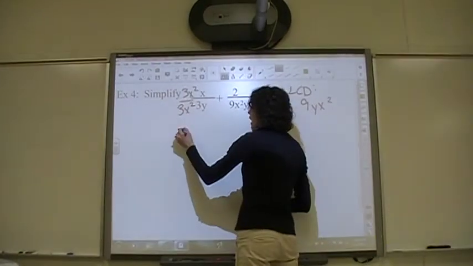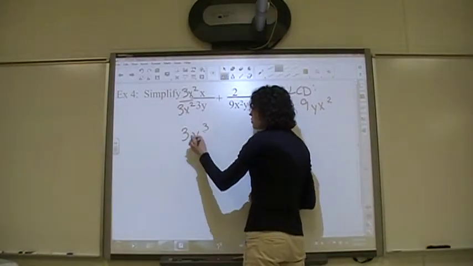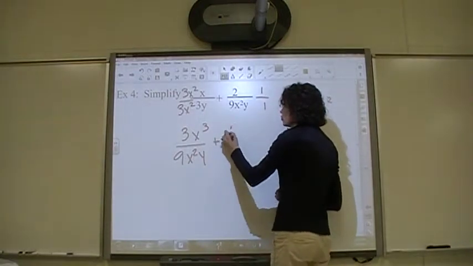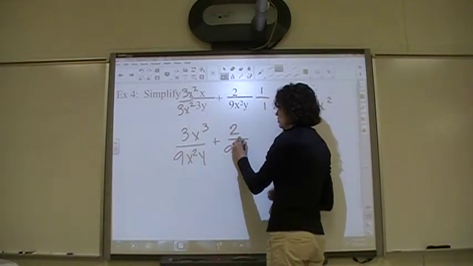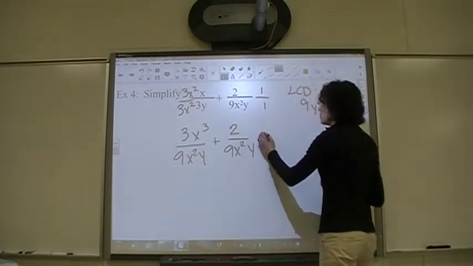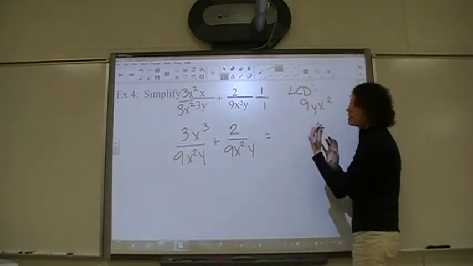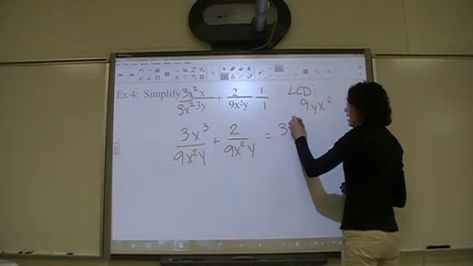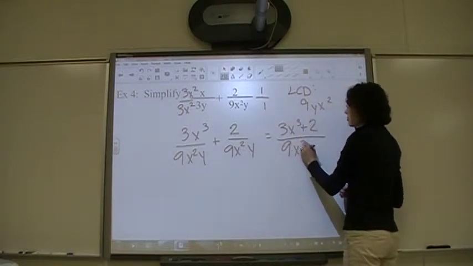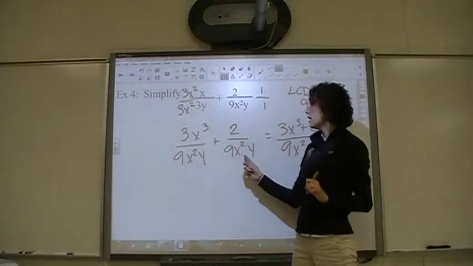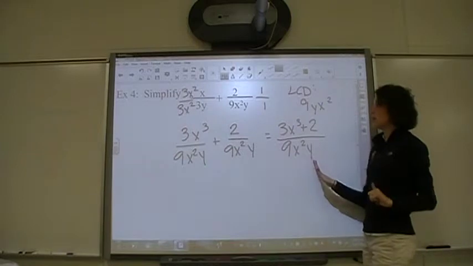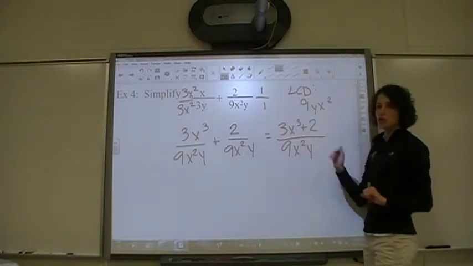So this first one, I get 3x cubed all over 9x squared y, then plus 2 all over 9x squared y. Now, when I have the same exact denominator, I smash the top together, and it gives me 3x cubed plus 2, and then all over 9x squared y. You just rewrite that denominator once. All right, and you cannot cross-cancel anything because of this plus sign here, so you are done.